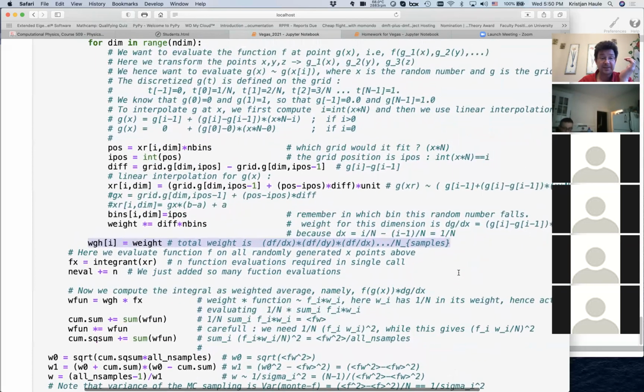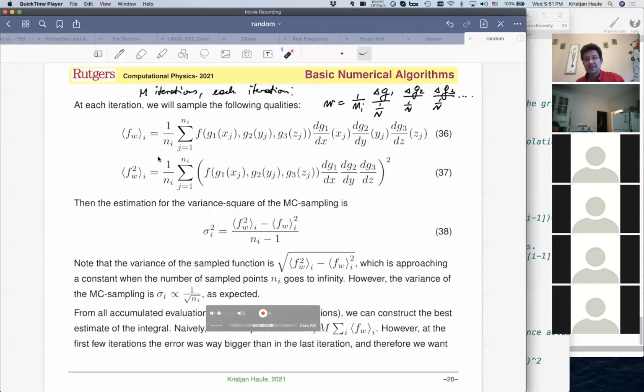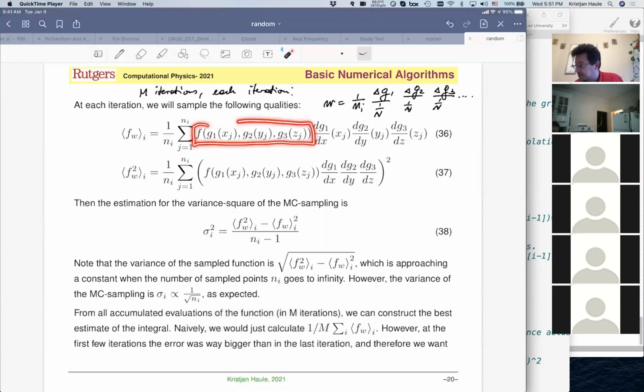Okay, so finally we managed to interpolate the function g of x for all relevant points in the batch. And now that we have this, xr here is not just x, but it's actually g of x. So now we can just evaluate the function f on all these new xr points. So let me explain what exactly we're doing. This step here, integrand is equal to x of r, is exactly equivalent to doing this. We are evaluating this function here, f of g1 of x, g2 of y, g3 of z.